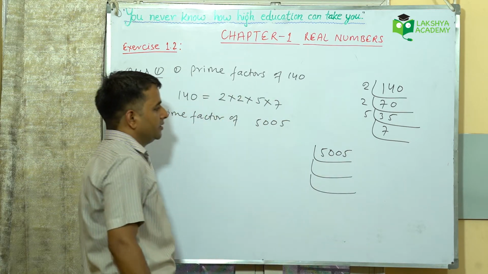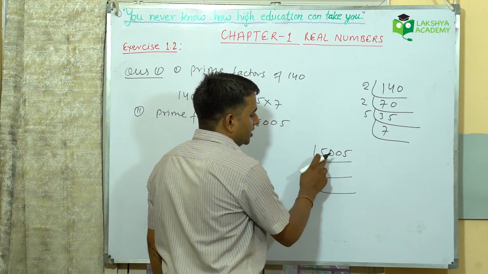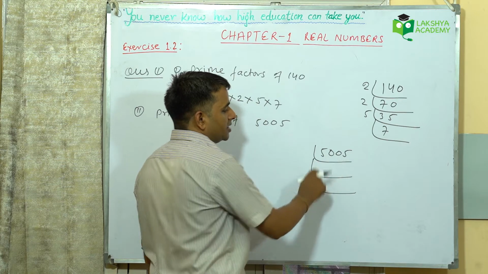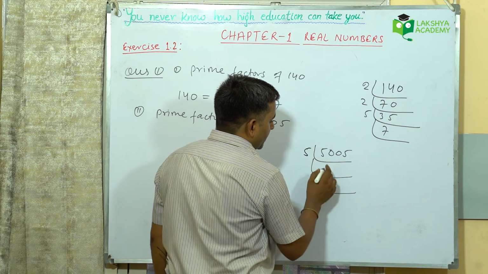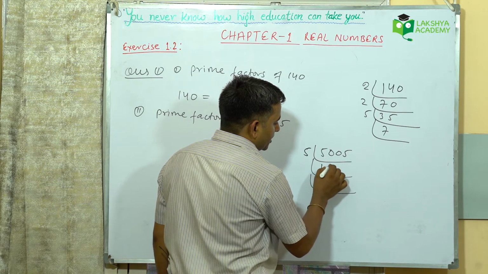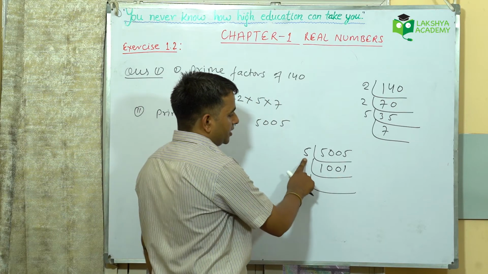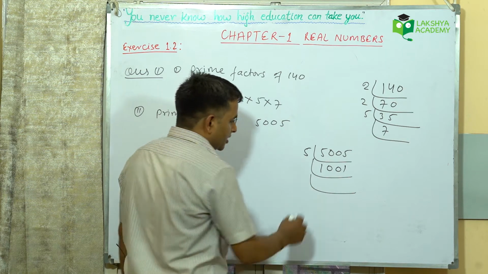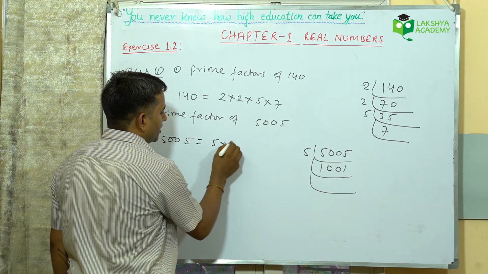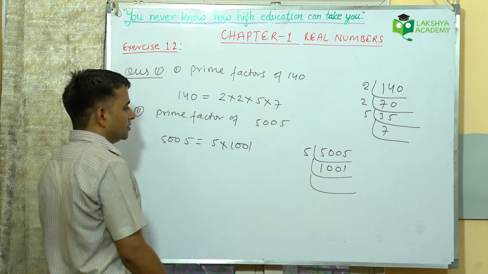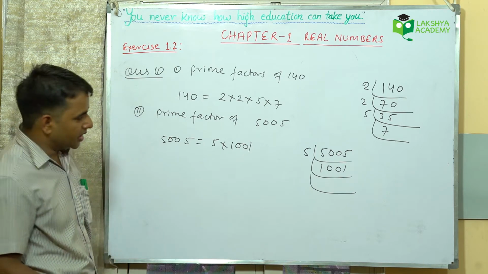It will not divide by 2 because this is an odd number, the ones place is odd. So we will go for 3. It will not divide by 3 because the sum of the digits is 10, and 10 is not divisible by 3. We will go for the next higher, 5. So 5 ones are 5, 0 0, 5 ones are 5. So the factors would be 5005 equals 5 into 1001. In a similar way we will find the prime factors of other numbers.